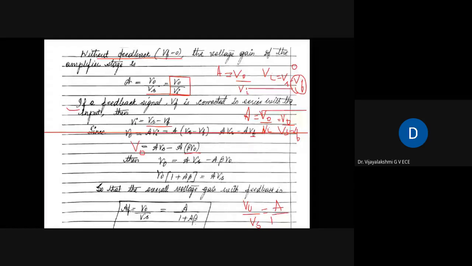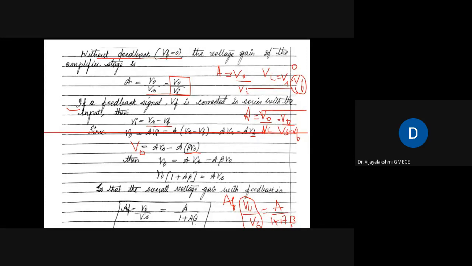A divided by 1 plus A beta, where V naught by Vs. Once again, this is also the ratio of output voltage to the input voltage, but it is not V naught by Vi, it is V naught by Vs. So this is the gain with feedback, AF. So we got AF is equal to A divided by 1 plus A beta.